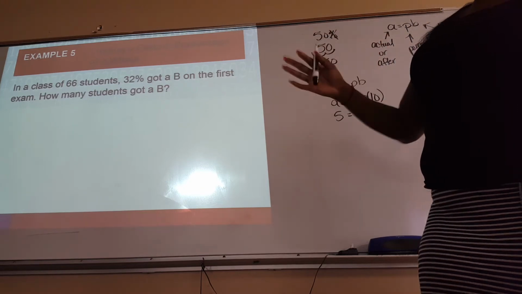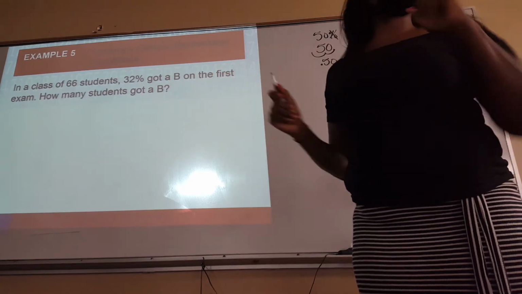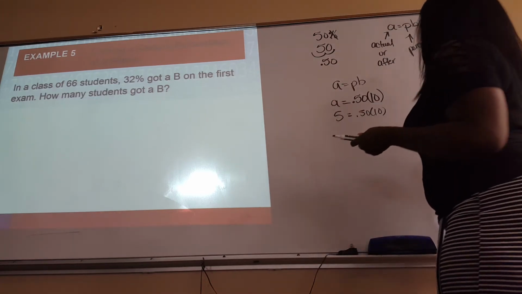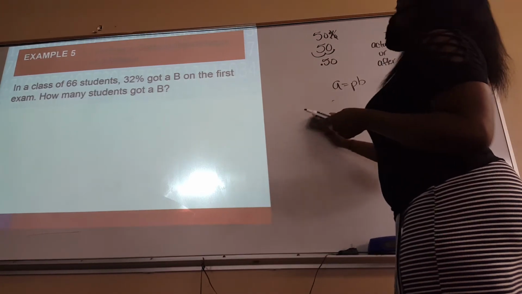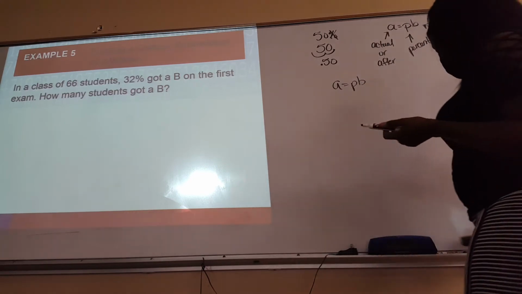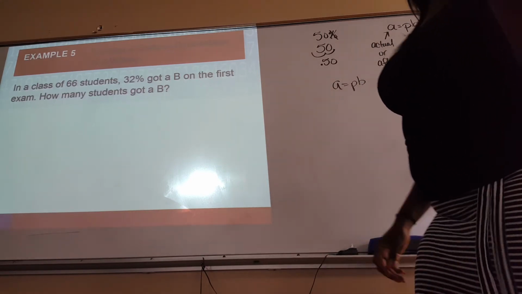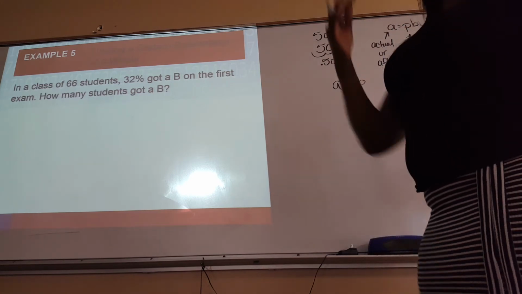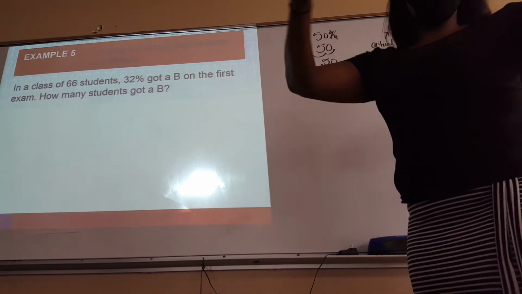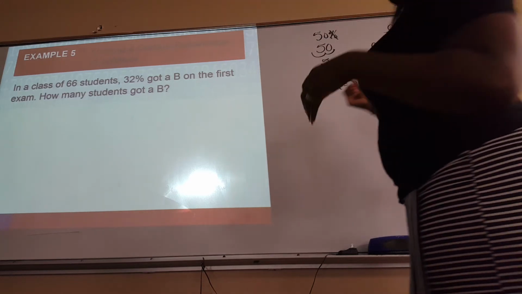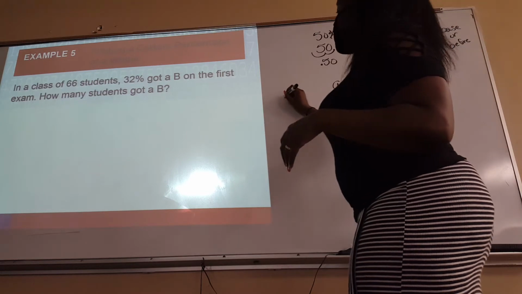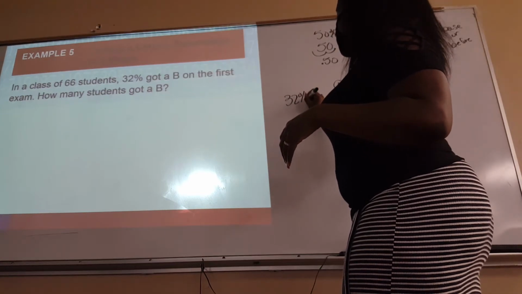All right, from just reading this problem, what's the easiest thing to identify? The percent, at least that first. If we read in the class there are 66 students, what do you think 66 represents? The base. Okay, and everybody else is saying that because that's the whole class from the total at the beginning. So we have 66 as our base. Then we take our 32 percent and convert it to a decimal.